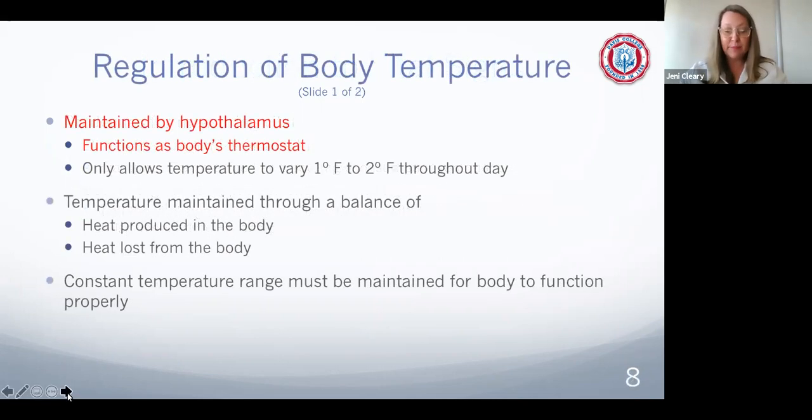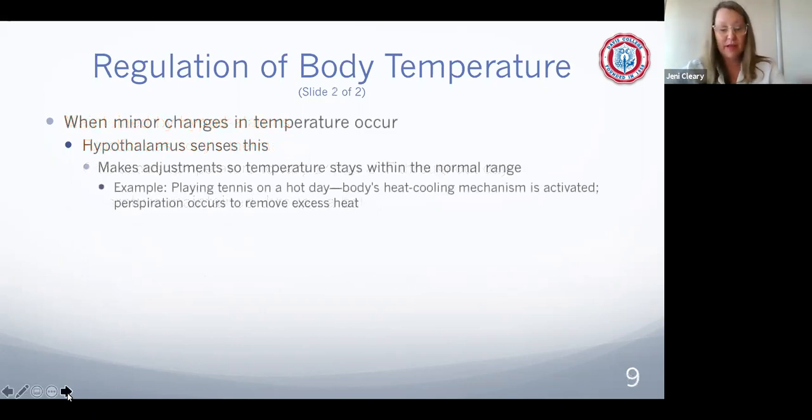So, body temperature is maintained by the hypothalamus. It functions as the body's thermostat. This will only allow temperature to vary from 1 degree Fahrenheit to 2 degrees Fahrenheit throughout the day. Temperature is maintained through a balance of heat produced in the body and heat lost from the body. A constant temperature range must be maintained for the body to function properly. When minor changes in temperature occur, the hypothalamus senses this. It makes adjustments so temperature stays within the normal ranges.